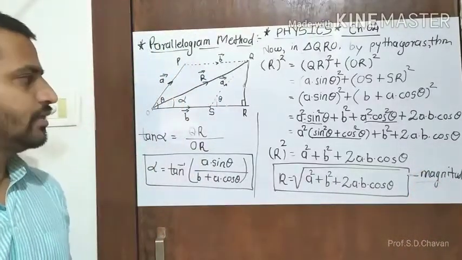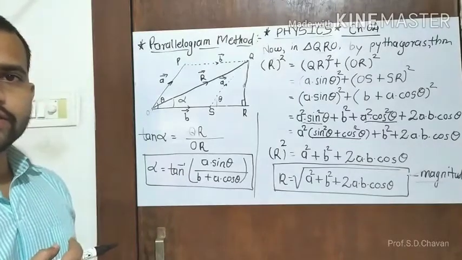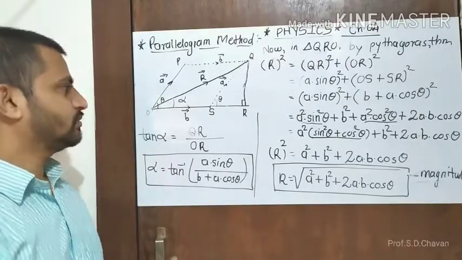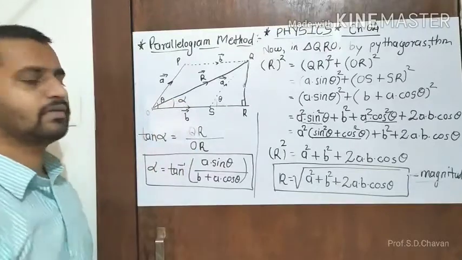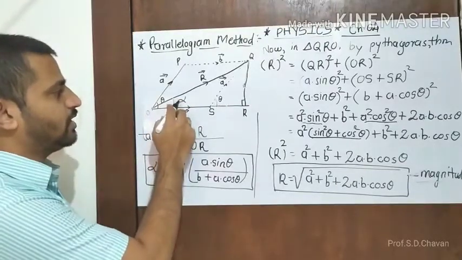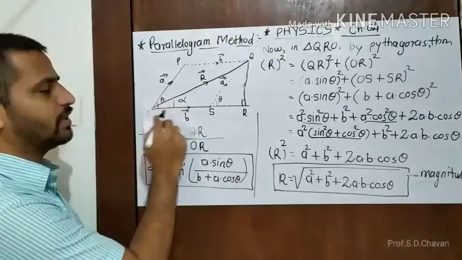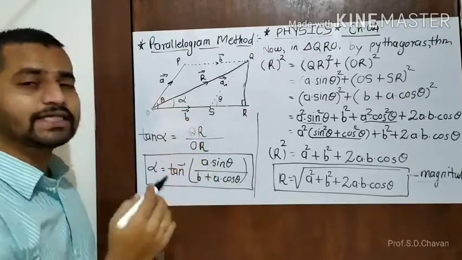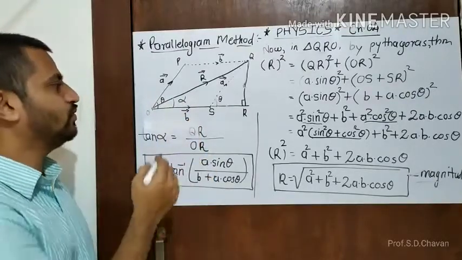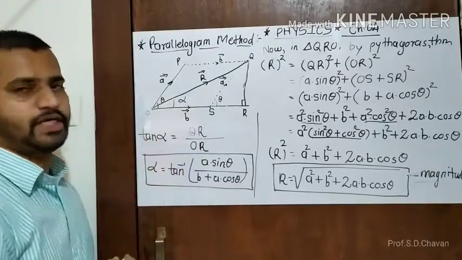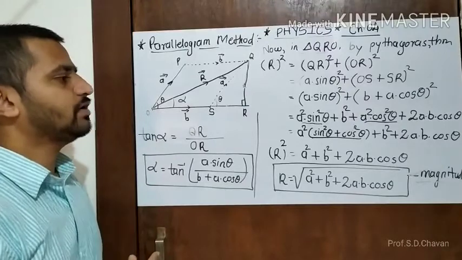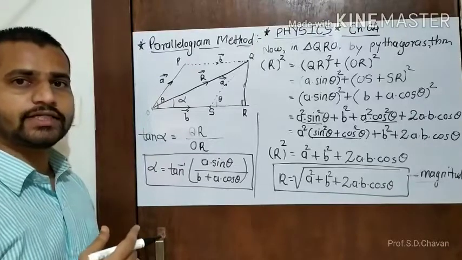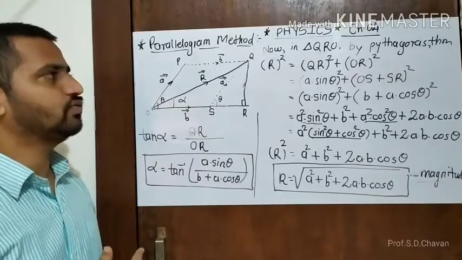Now how do we find the direction of the resultant? For that purpose we have to consider the angle made by the resultant with respect to any one vector. So here we can take vector B, and as the resultant makes an angle alpha with vector B, put down the tan of that angle alpha, which gives us the direction of the resultant vector with respect to vector B. So in this way, by using the parallelogram method, we can find the resultant, its magnitude and direction, for the addition of two vectors.